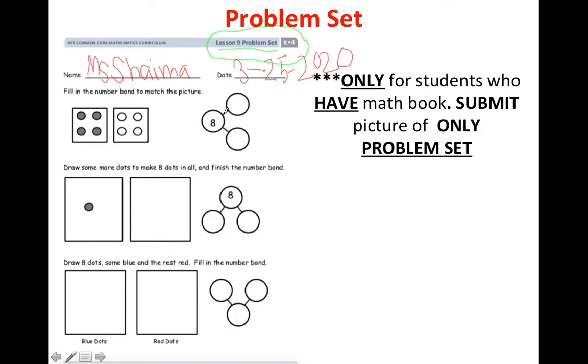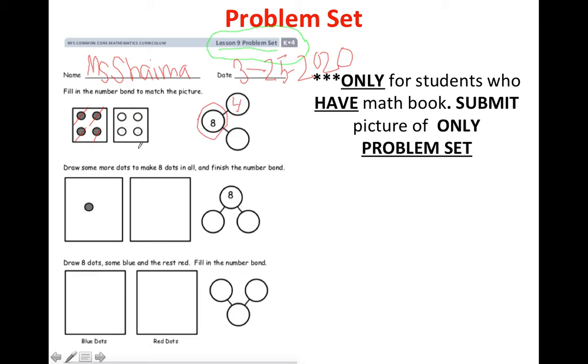Let's count. We have an 8 as a whole right here. Let's see if the whole matches the picture. So I have 1, 2, 3, 4, 5, 6, 7, 8. So we know the number of dots matches the whole. Now we have 2 parts, the 2 missing parts. You will get to do them. We have a shaded gray circle. So let's count how many shaded gray circles we have. 1, 2, 3, 4. So I know I have 4 shaded.